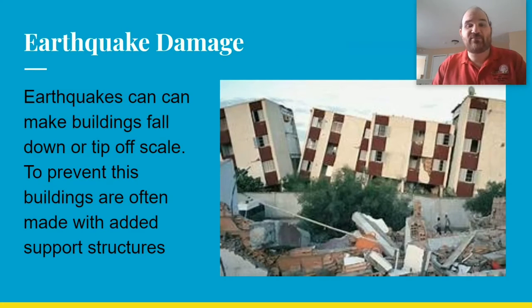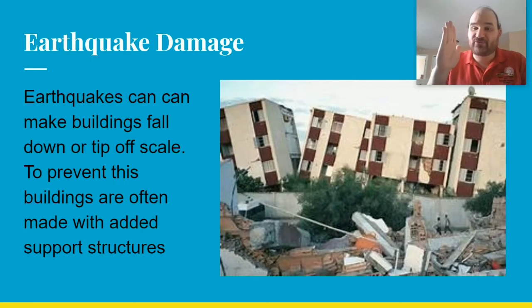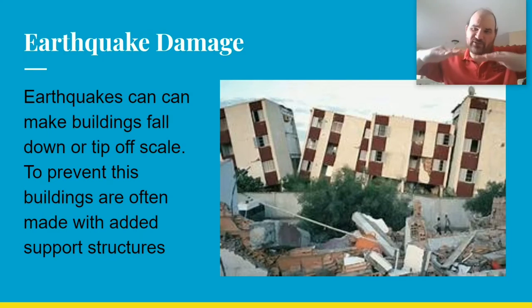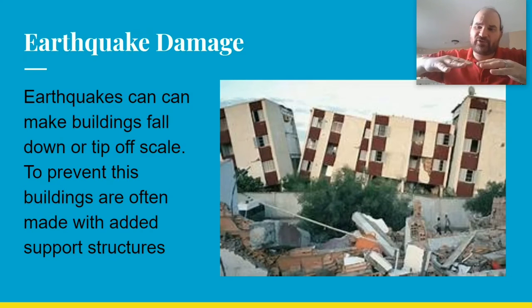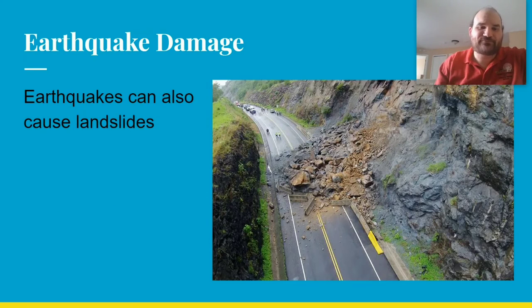The damage, of course, can make buildings fall down or tip off scale, like we see with the buildings in this picture below me. These buildings should be standing nice and straight up, and they're all leaning in different directions. To prevent this, buildings are often made with added support structures. That's mentioned down in the choice parts of your choice board, your hyperdoc for this week. There's a couple of videos that talk about structures of buildings and how they can handle earthquakes. Let's take a look at that if you want more information.